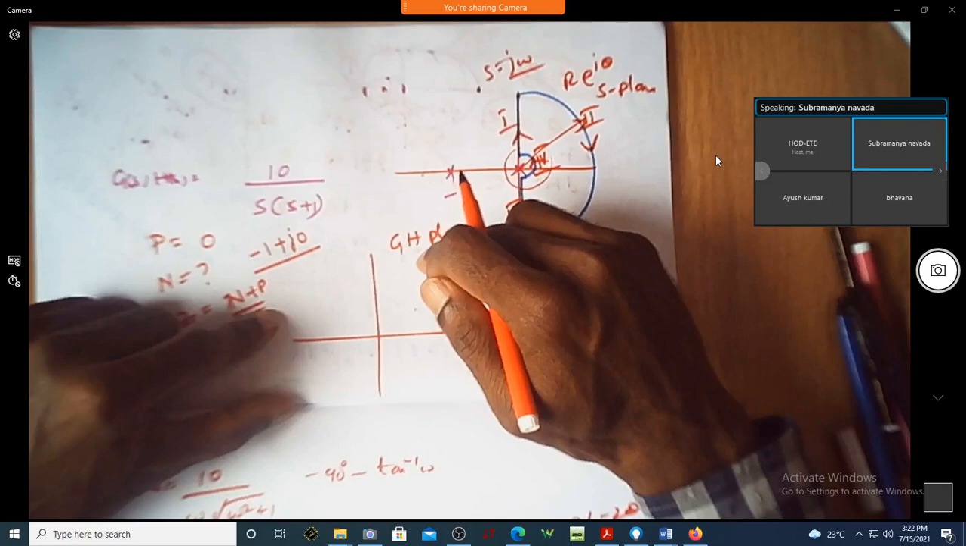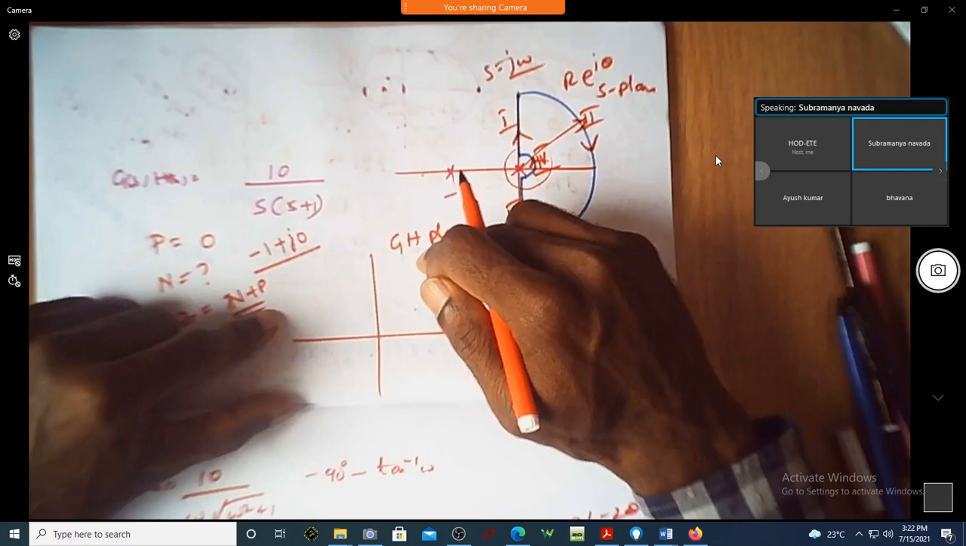This is minus 180, but the magnitude is 0. Correct? Yes, sir. Now will it just go like this? Yes, sir, something like this. You can see the direction. It went like this, it is going like this.